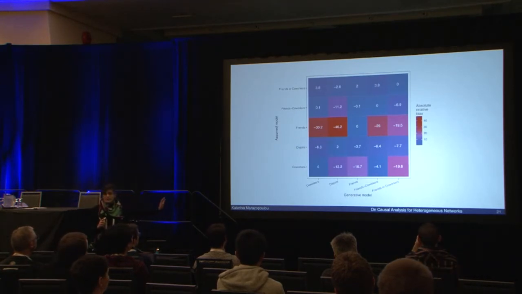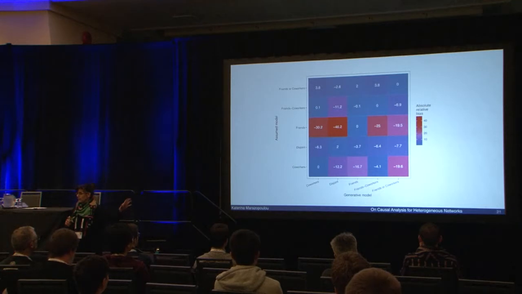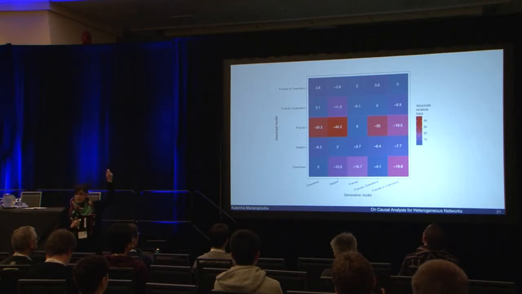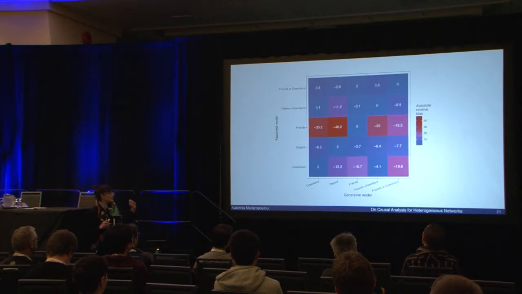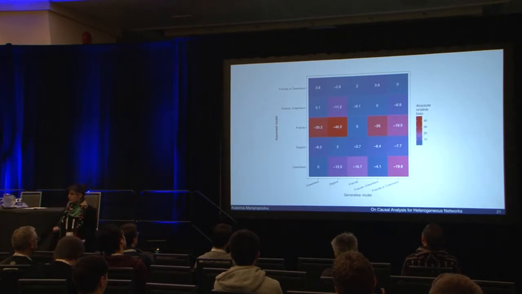And here's what the results look like. On the x-axis, you have the true model that we used to generate the data. And on the y-axis, you have the assumed model. And the numbers I'm showing you are the relative bias of the effect that you estimated. So it's the bias over the true ATE. In the secondary diagonal, you basically have the cases where your true model matches the assumed model. And unsurprisingly, this is where you have the least relative bias.